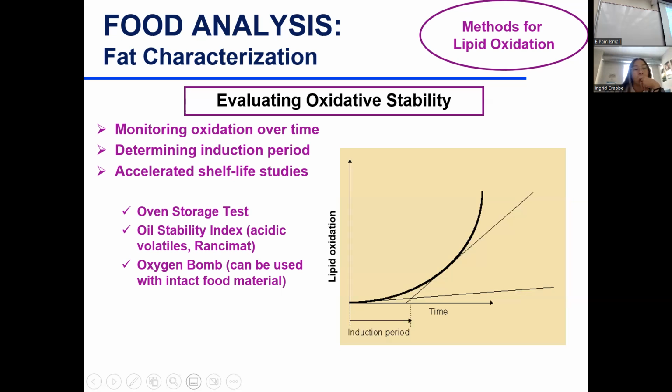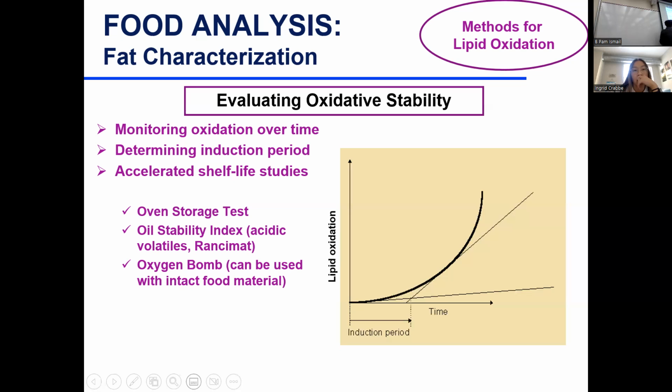One thing I want to define is the induction period. What it means is the time before a noticeable spike in oxidation occurs. From 0 time, that means as fresh as you can get the oil, then you put it under accelerated storage, and the time that you see a change, that is called the induction period, whether it's 2 days, 3 days, or hours, depending on the accelerated storage. That would be the time it takes to get to a first detectable oxidation.